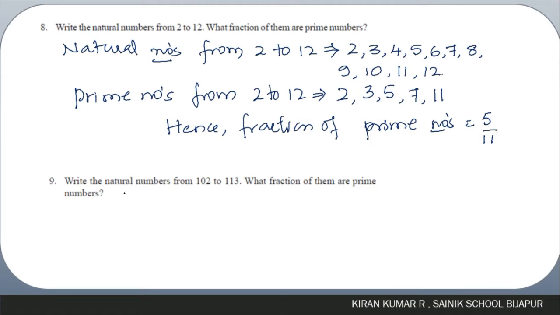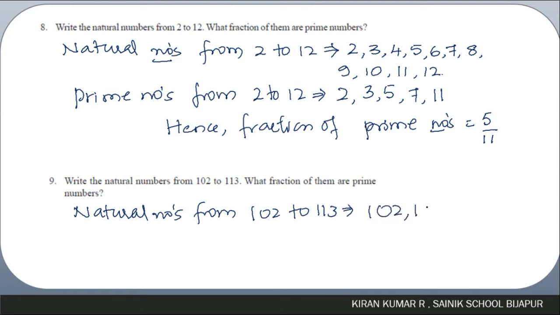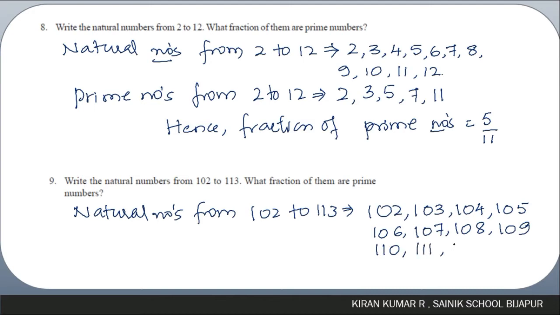Question 9. Write the natural numbers from 102 to 113. What fraction of them are prime numbers? Again, we need to mention the natural numbers from 102 to 113 are 102, 103, 104, 105, 106, 107, 108, 109, 110, 111, 112, 113.